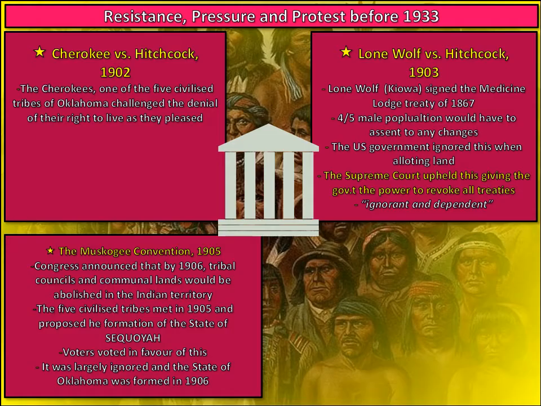Congress completely ignores it, and instead they set up the state of Oklahoma in 1906, ignoring the idea that Sequoia could be established as an Indian state, only for Indians.